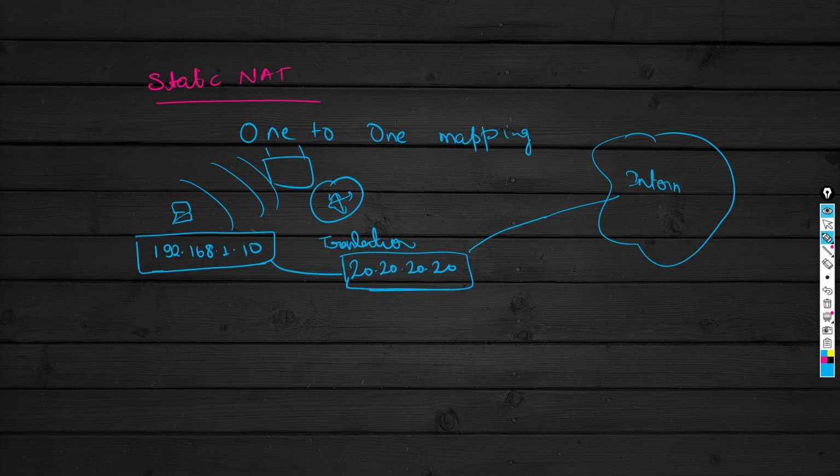But the problem with static NAT is that you can use only one laptop here. In your broadband, you have multiple machines, sometimes you're using them, sometimes not. For example, if you connect your mobile phone with the Wi-Fi, having an IP address 1.11, how will it go to the internet? It cannot go because you have only one IP. Then you need one more IP like 20.20.20.21.